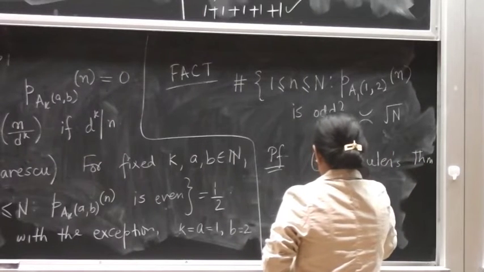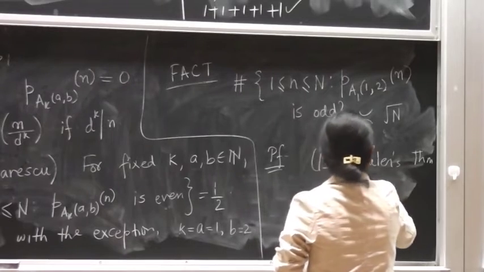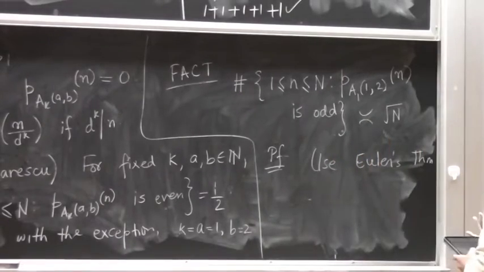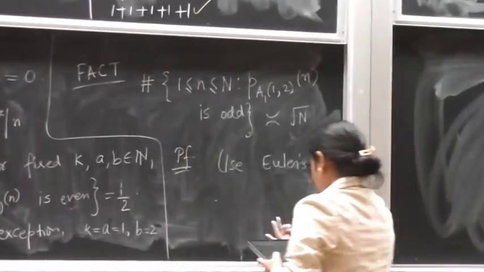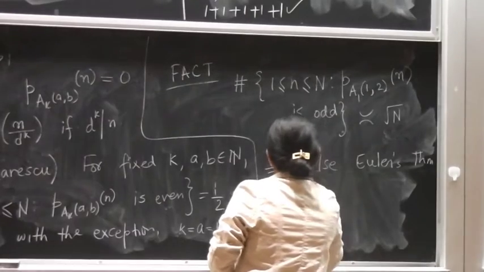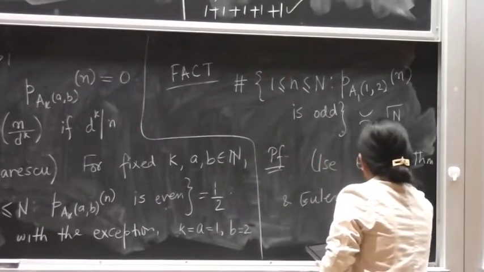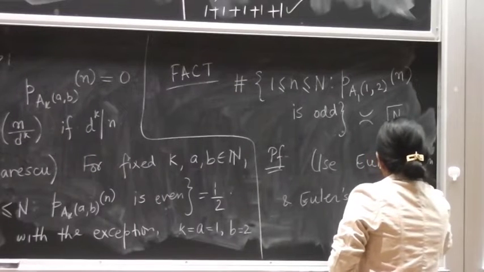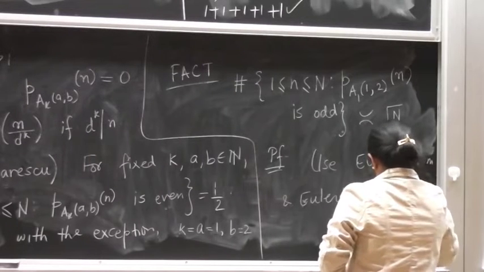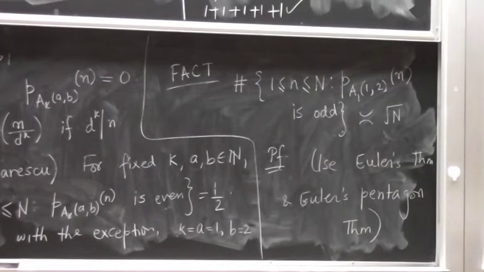Euler's theorem for the usual partitions, that the number of partitions into odd integers is the same as the number of partitions into distinct parts, and Euler's pentagonal number theorem. And you get this straight away. So this should be square root of n.